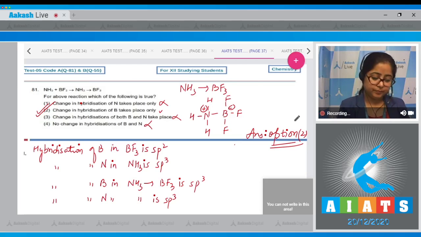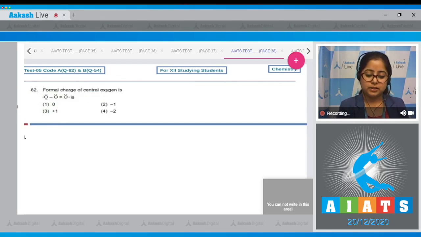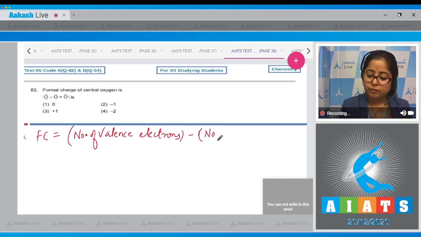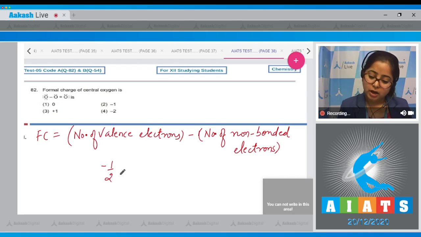Let's read it. Formal charge of central oxygen atom is. Student, here we have to understand the formula to calculate formal charge, which is equals to number of valence electrons minus number of non-bonded electrons minus half into number of bonded electrons.